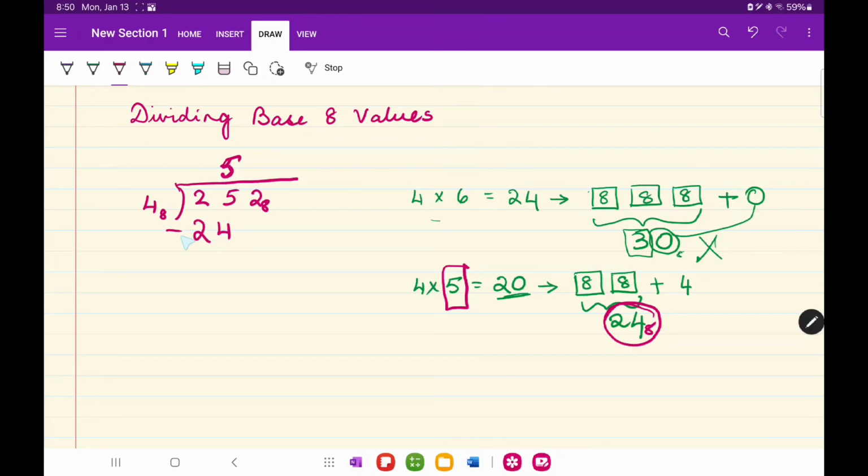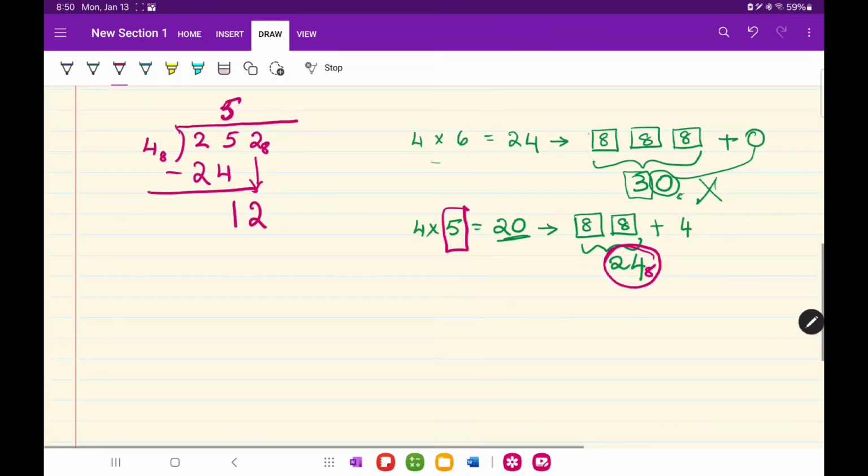So, and this is a straightforward subtraction. Nothing to borrow here. So 5 minus 4 is a 1. 2 minus 2 is a 0. The next step, I have to bring down the 2 and repeat the process. What base 8 number, when multiplied by 4, will give us a value as close to 12 as possible? So this time, let me try 4 times 2. All right. So 4 times 2 is 8.